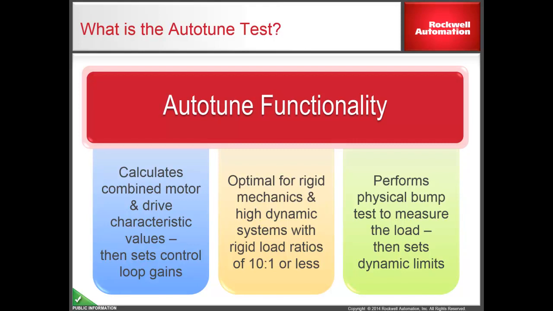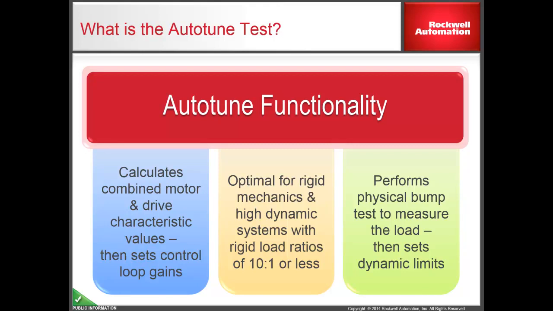One feature that has traditionally been utilized to simplify the tuning process is the auto-tune function. When used, this function calculates the combined motor and drive characteristics and then calculates and sets the control loop gains. These gain calculations are strictly a function of the drive and motor characteristics and were optimized for rigid loads and high dynamic applications with rigid load ratios of 10:1 or less. For this reason, in the past, customers were generally advised to limit load ratios to 10:1 or less and to minimize compliance in their mechanical designs.